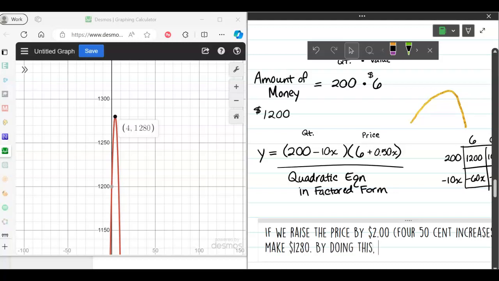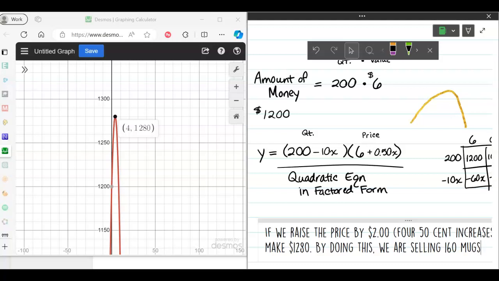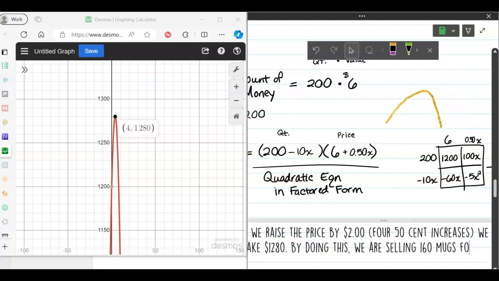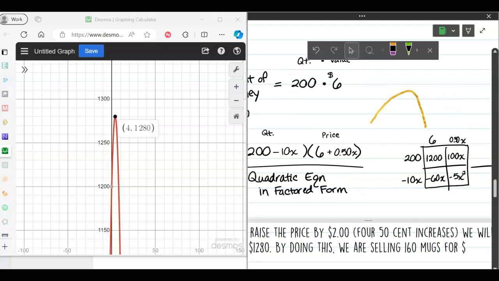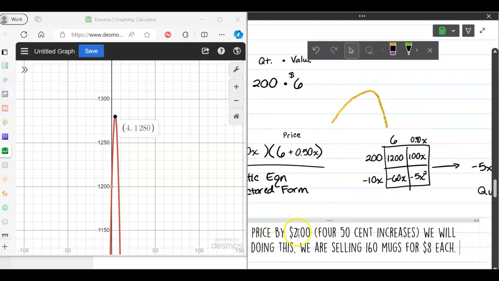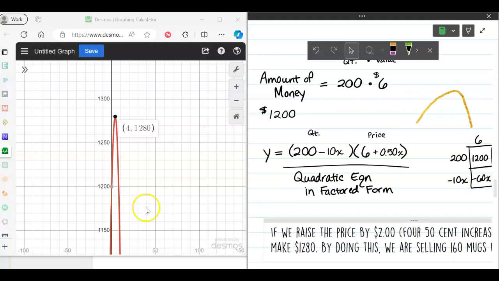By doing this, we are selling 160 mugs. Because remember, we've lost 40 mugs. We increased the price 4 times, so we are selling 40 less mugs for $8 each. That's how we would interpret that information.